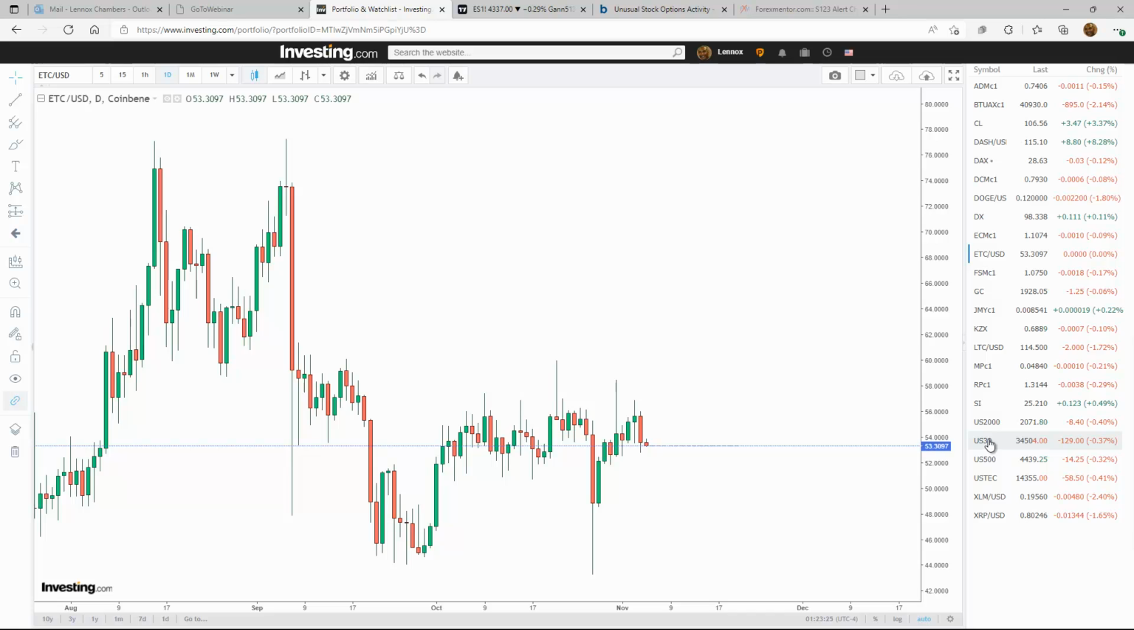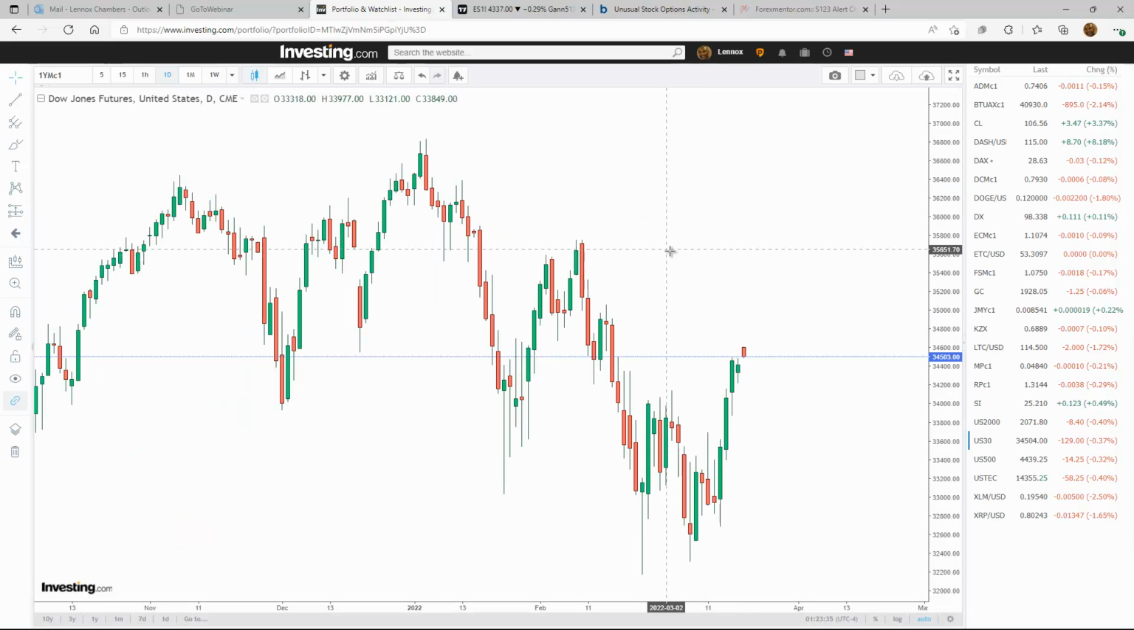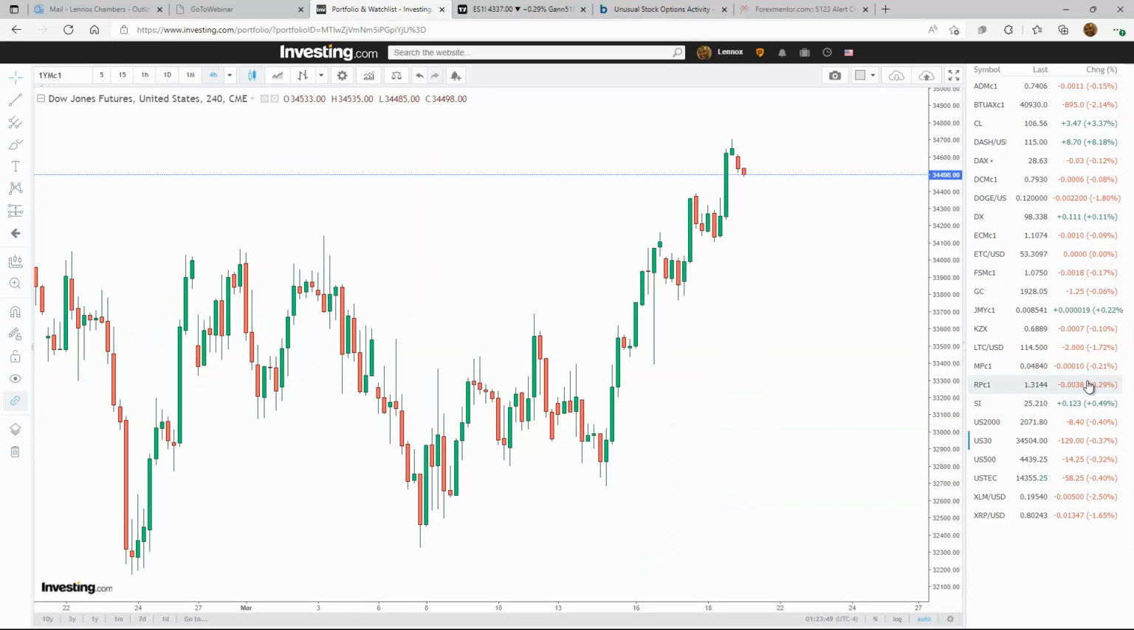Okay, let's take a look at the Dow. We've had quite a move to the downside, but in the last couple of weeks we've had a pushback, and you can see that we're pushing very strongly to the upside. But we've reached a critical point where it looks like we might be turning back, at least in the short term anyways. So I'm just going to go to the 4-hour to take a closer look.